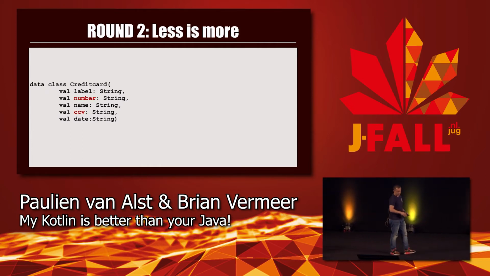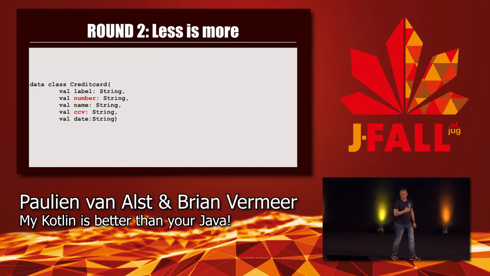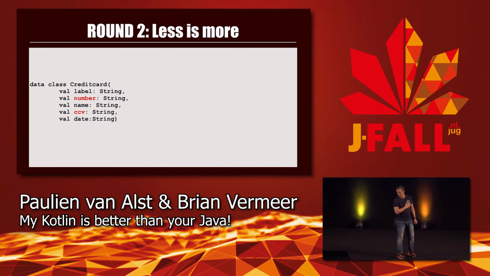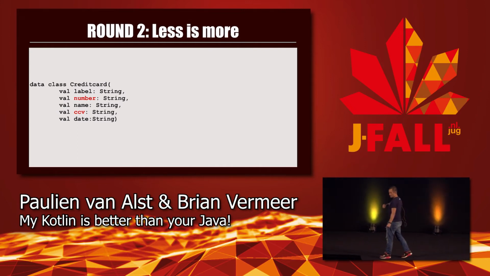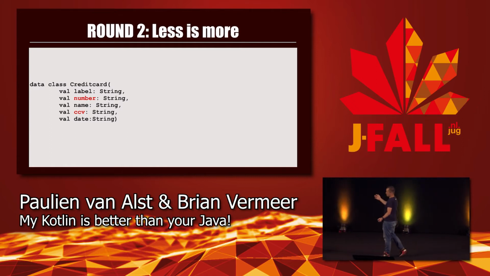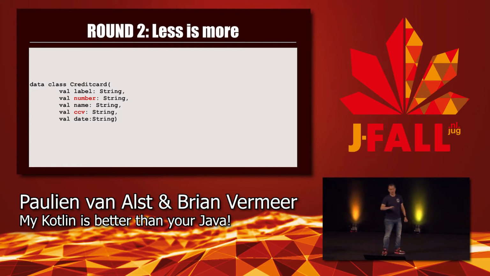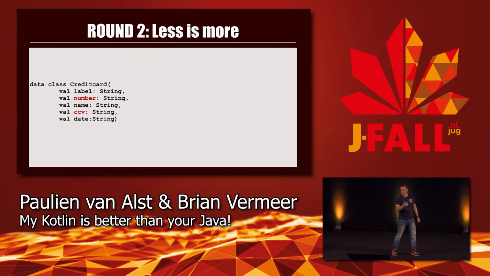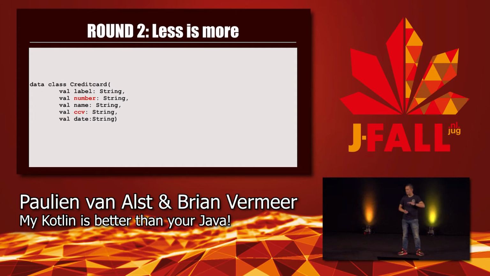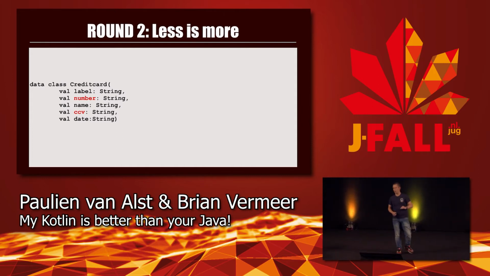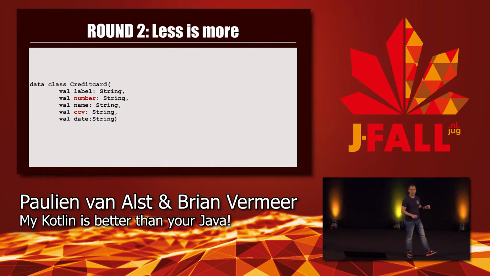Next one. We have this thing in Kotlin. It's a credit card, right? It's a data class. And it has a label, maybe my MasterCard. It has a name, a number, a security code, and a date thing. There are two things here that you do not want to show. That is the number and the security code.